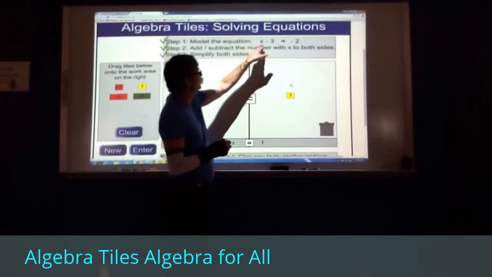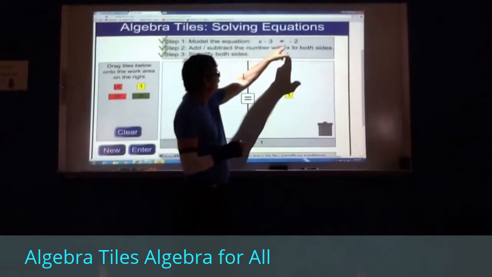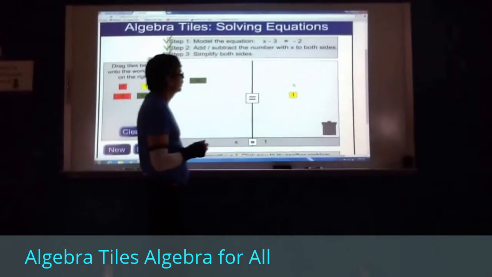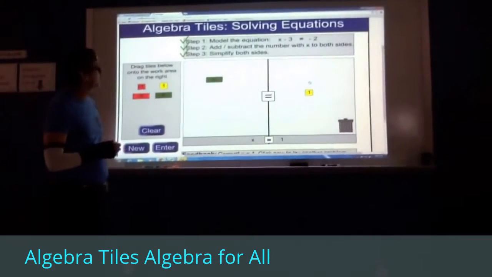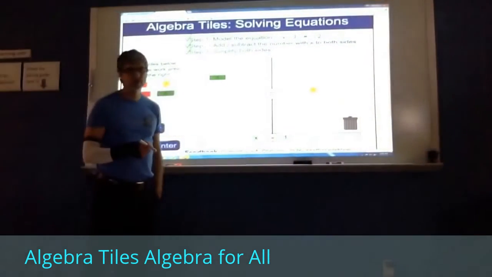If you have 1 and lose 3, that is going to take you down to a negative 2. So that problem does make sense. That's going to conclude my lesson on modeling solving equations with algebra tiles.